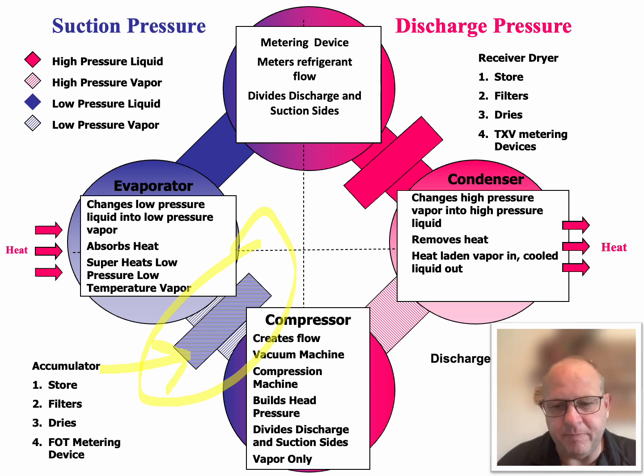And because it is that type of metering device, we need to have some sort of protection for our compressor. That compressor is protected by the accumulator. If the liquid refrigerant was to flood into that evaporator and we were to get a really low superheat, the accumulator would sit there and boil off the excess liquid refrigerant before it would enter into our compressor and damage our compressor. So the four jobs of that accumulator are they store, they filter, they dry for automotive, and it's only found on FOT metering device systems.